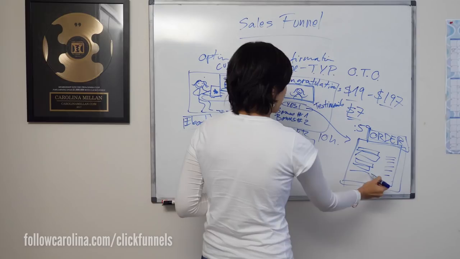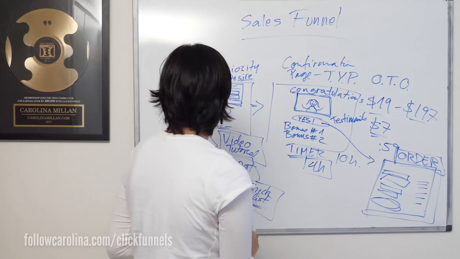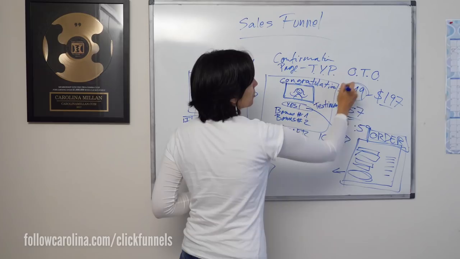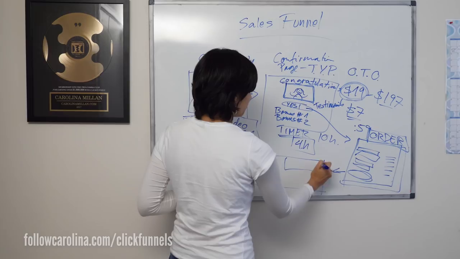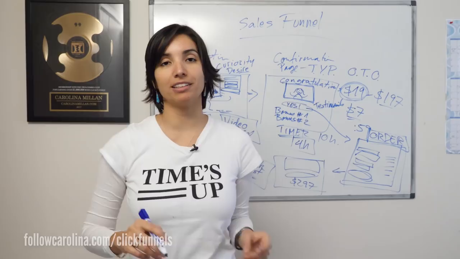And what a lot of marketers do is, after the order, they will have more upsells, right? This is all messy, but let's just do it over here. Let's say you get a $19 product here. They'll have another upsell here, another video and another button, and it could be a $297 thing. And some marketers will have 2, 3, 4 of these upsells. That's what an upsell is.